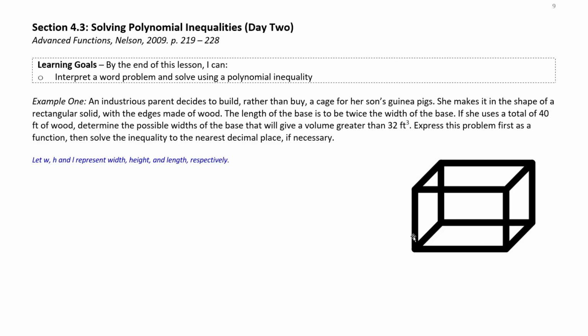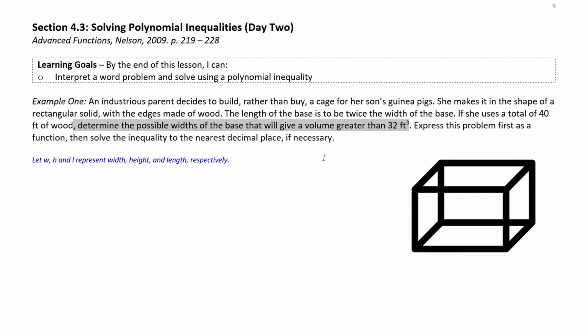The black portions are the lengths of wood that the parent is going to assemble together to make the cage. Important piece of information here, the length of the base has to be twice the width, and she's going to use a total of 40 feet of wood. So it says, determine the possible widths of the base that will give a volume greater than 32 cubic feet, and then express this problem first as a function and solve the inequality to the nearest decimal place if necessary.